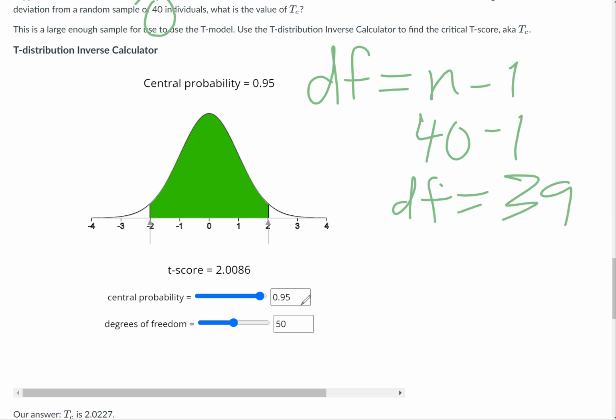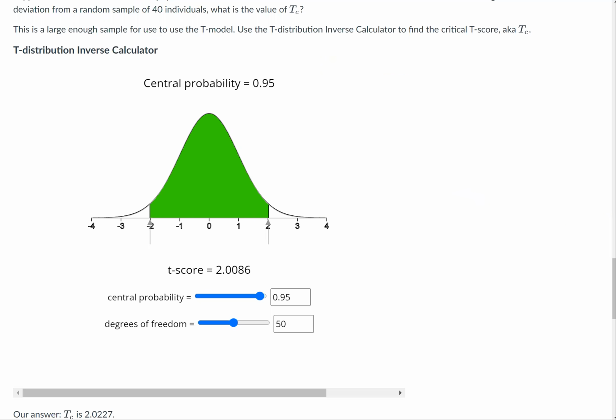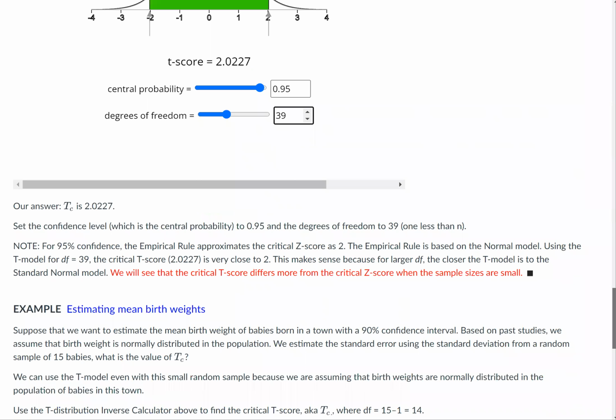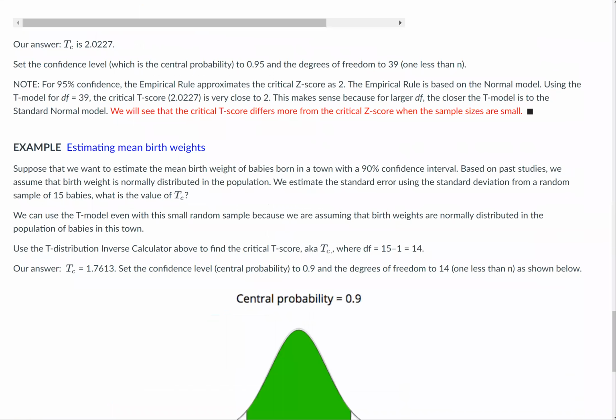I'm going to type that in, or I can just use the little clicker to make it go smaller and smaller until I get to 39. Oh, too small. There we go. So it looks like the t-score here, the applet told me, was 2.0227. Okay. We'll keep that in mind as we go through the rest of the problem. Okay. As it says here, our answer is t equals 2.0227.